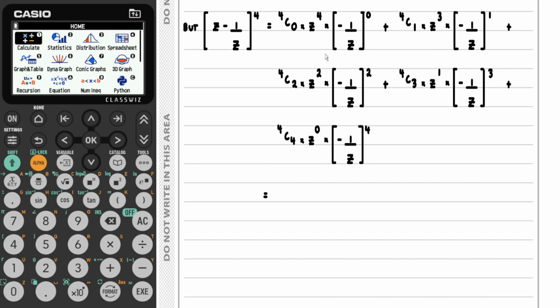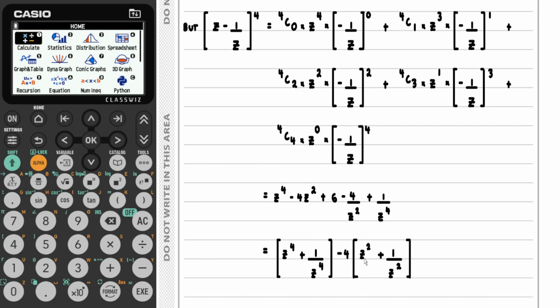And if we simplify, for the first term we've got z to the 4, for the next term we've got negative 4z squared, for the next term we've got 6, for the next term we've got negative 4 over z squared, and for the last term we've got 1 over z to the 4. And if we group together the similar terms, we would have z to the 4 plus 1 over z to the 4, subtract 4 times by z squared plus 1 over z squared plus 6.